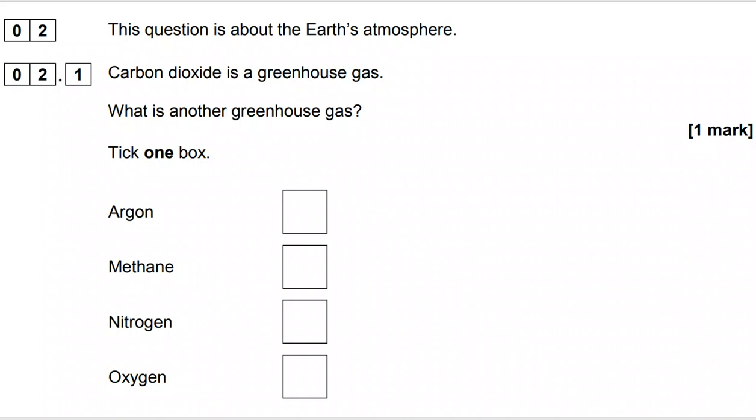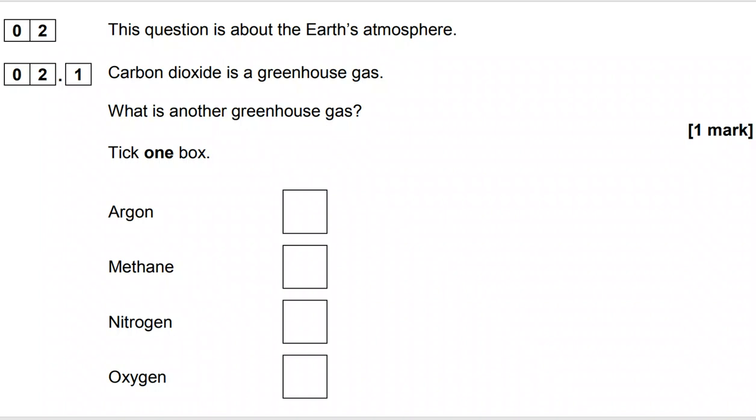This is AQA GCSE Chemistry. It is the 2018 trilogy paper and it's the 2H higher paper. And this is question 2. The whole question is going to go through at the beginning so you can pause and give it a go for yourself and then you can review your answers at the end.